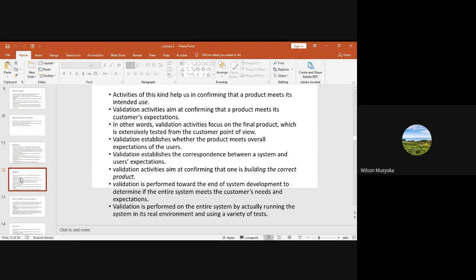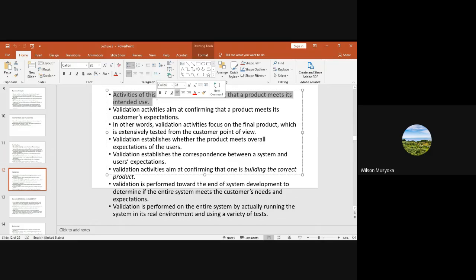Then we go on to verification again, and to say that these activities which we are performing at these stages, they are trying to help us confirm that the product is meeting its intended use. It is not okay to develop the product until the final stage and then you start checking whether it is meeting its intended use. You will have done a lot of work for nothing, and that is why iterative development methodologies are mostly preferred, because they will help you check as you are developing so that you know you are on the right track.